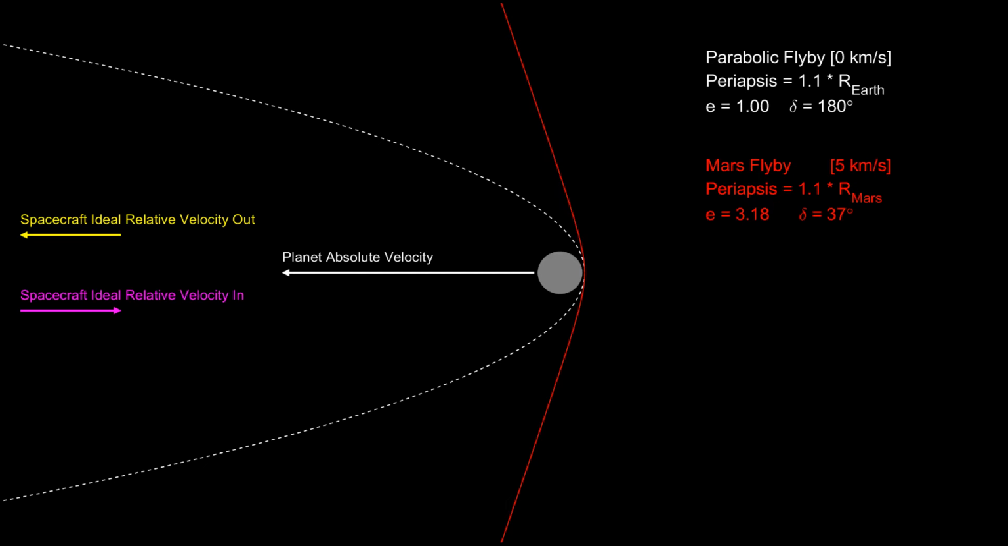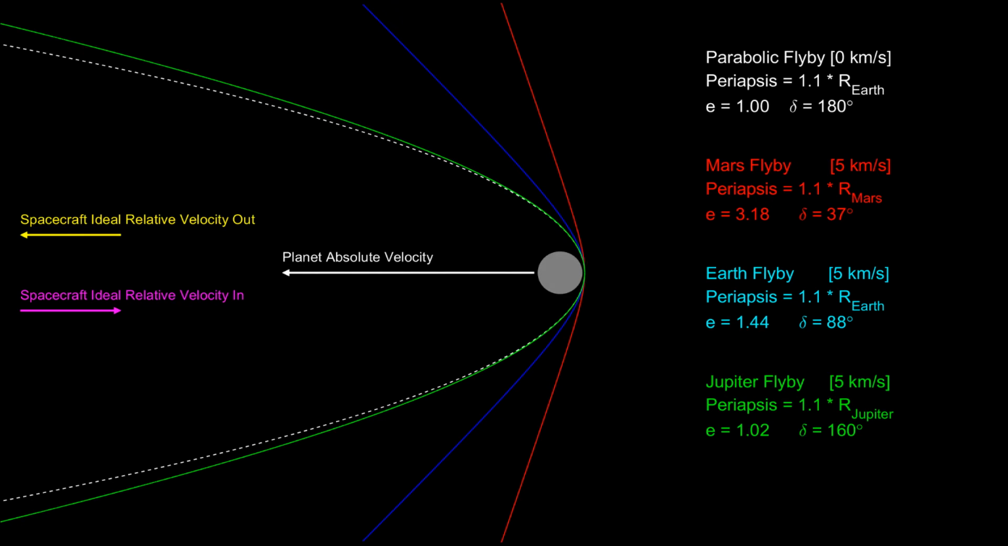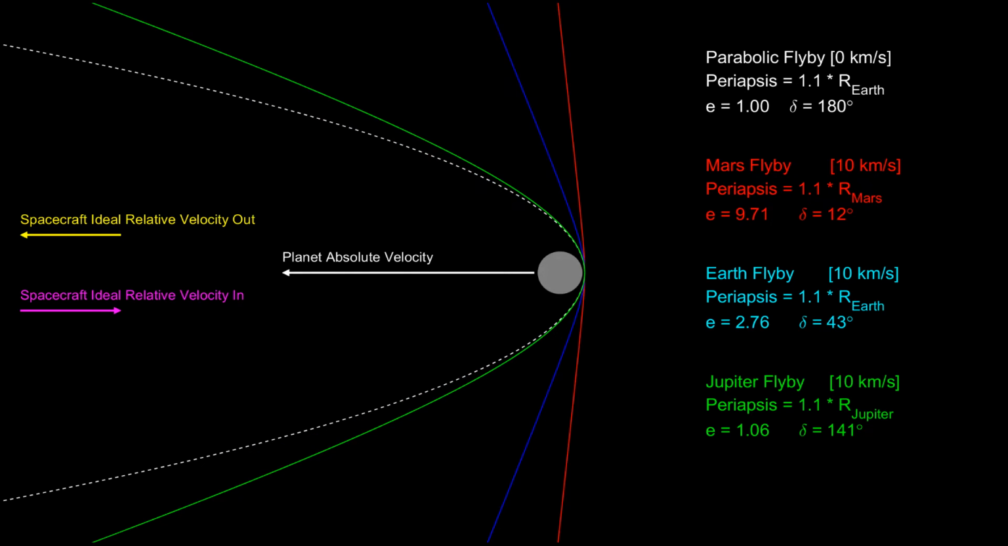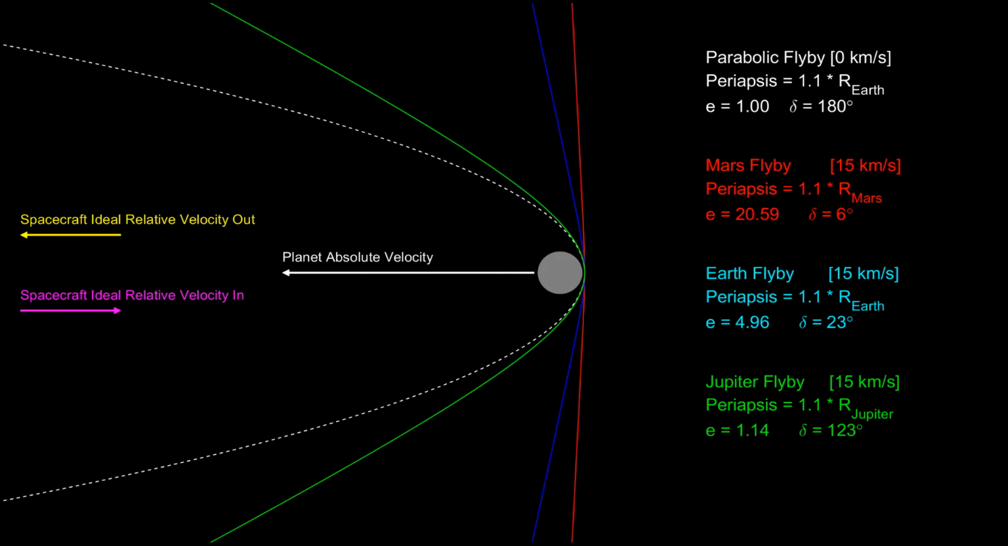Let's try Earth now. The situation is a bit better, but we're still getting less than half the ideal deflection. Let's try Jupiter. Now we're getting somewhere. Remember what we said before. The faster our flyby speed is, the more delta V we can gain by deflecting our orbit. So let's see what happens if we increase our escape velocity to 10 kilometers per second. Everything's gotten worse. Maybe if we go to 15. Oh no.